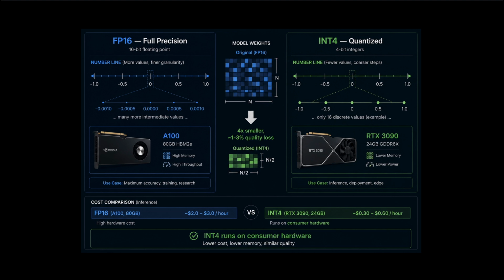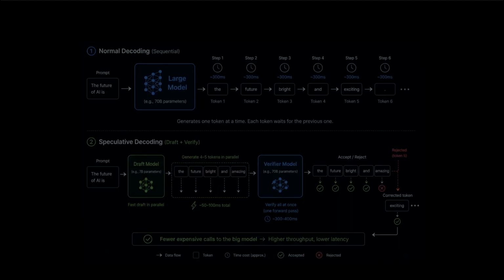Techniques like GPTQ and AWQ have gotten really good at choosing which weights to quantize more aggressively and which to leave at higher precision. So in practice, you can get most of the memory savings with very little of the quality degradation. Now, this one is genuinely clever.